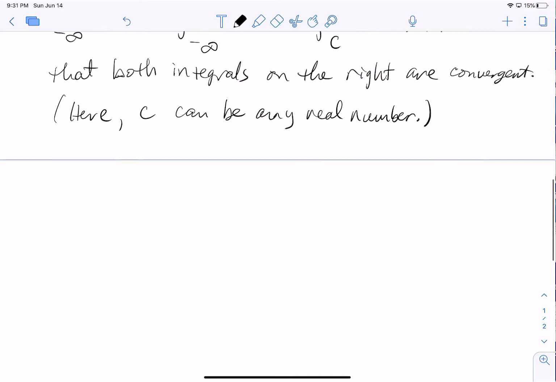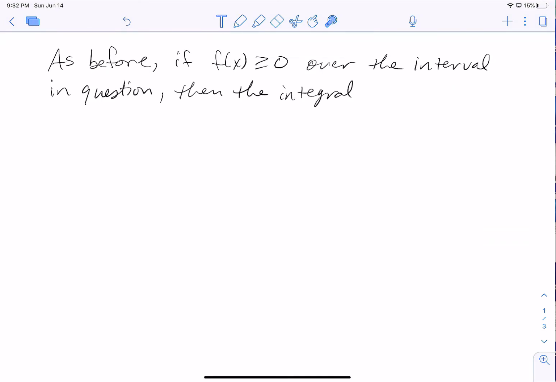And just like when you first saw integrals, if the function is at least 0 over the interval in question, then the integral can be interpreted as an area. Let's see what this looks like.